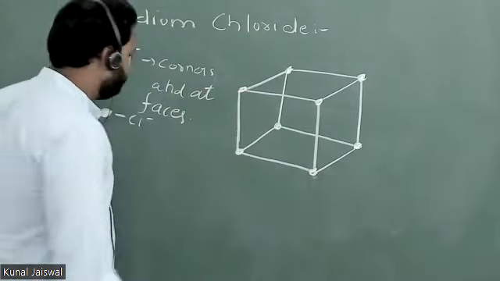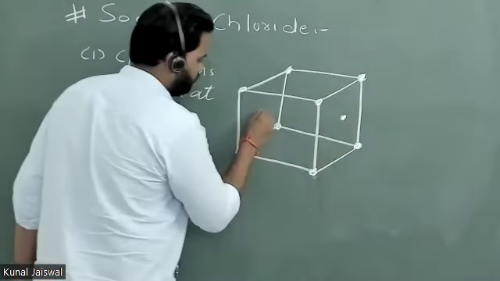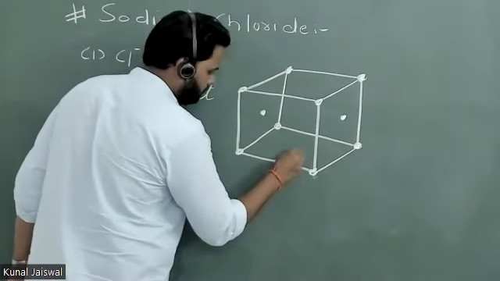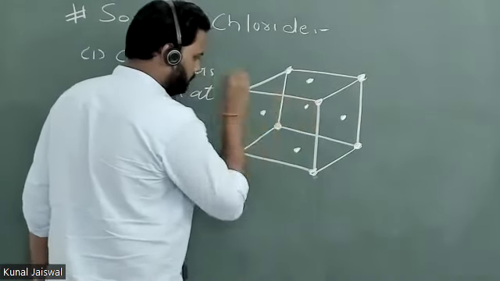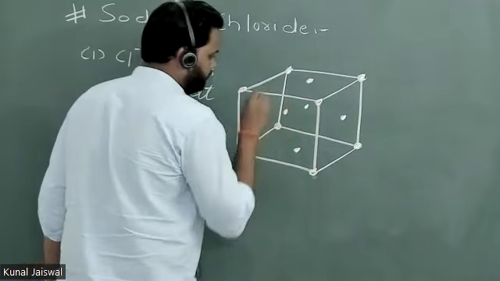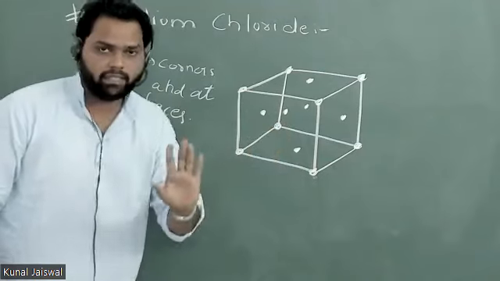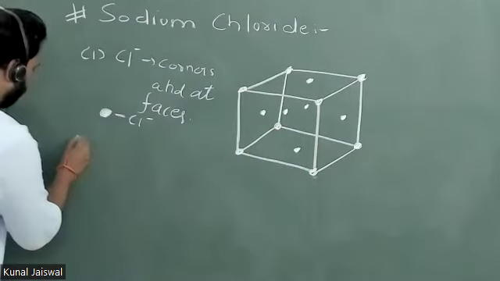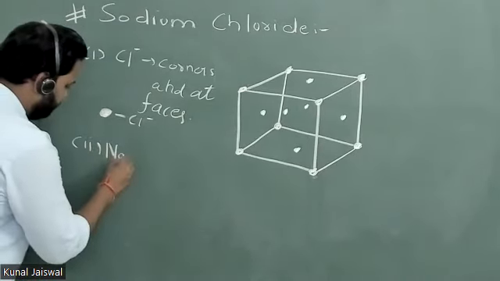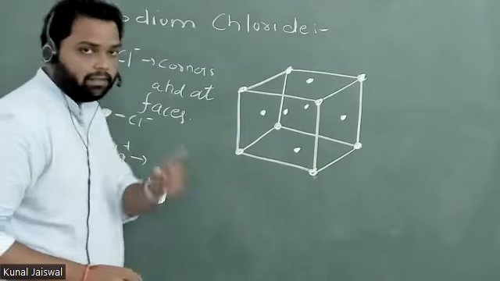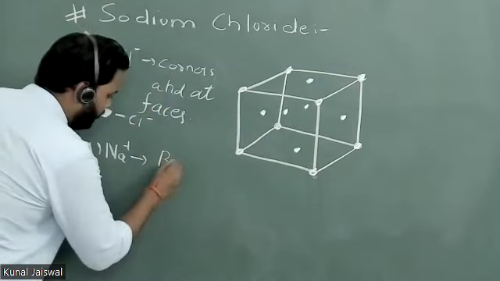This chlorine at the corner. Now, at the faces. And one on the front face. Okay. This is the arrangement of chlorine, Cl minus. Now, what about sodium? Put sodium, that is Na plus, where one Na ion or one sodium ion at the body center.